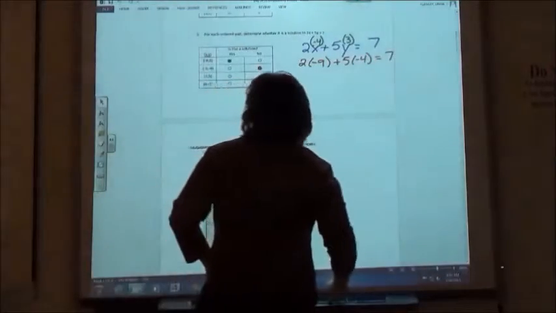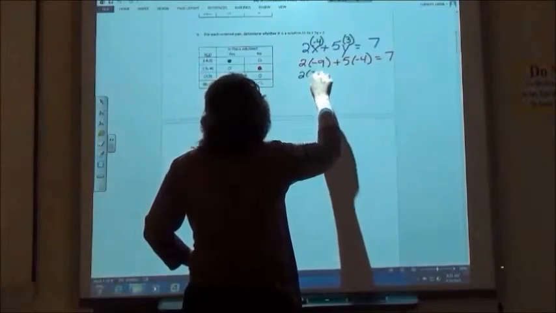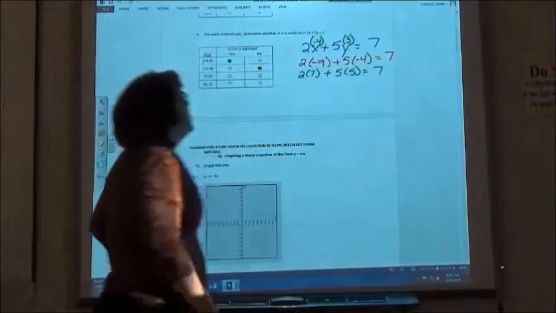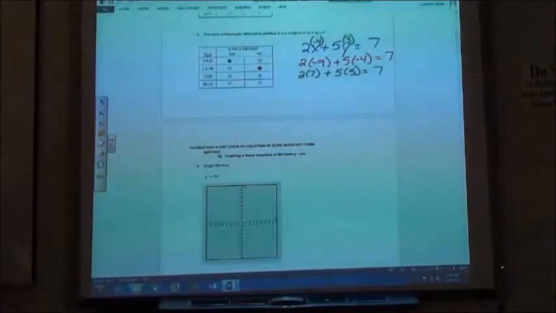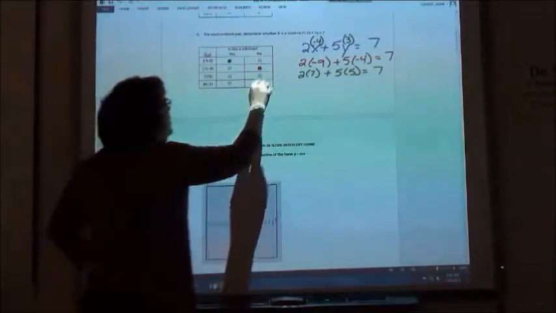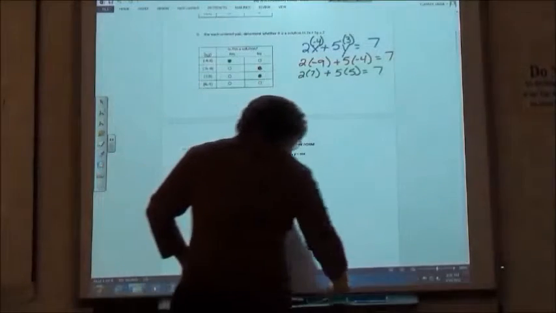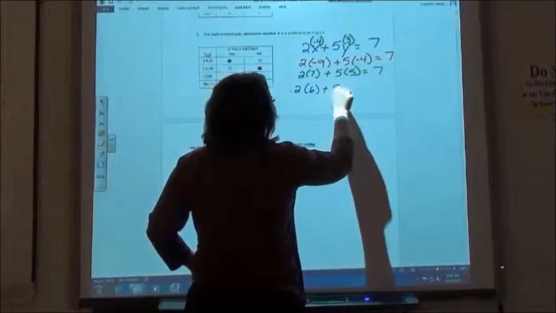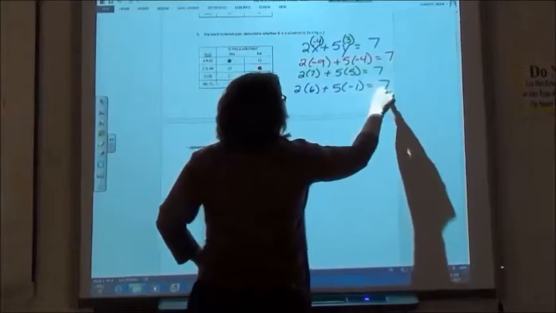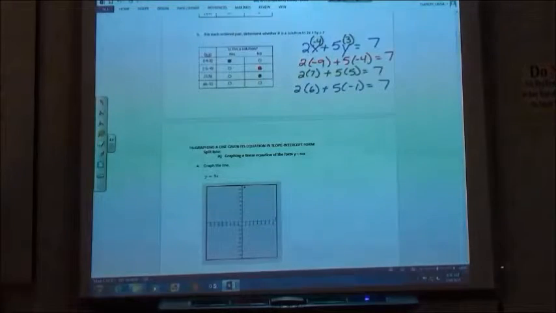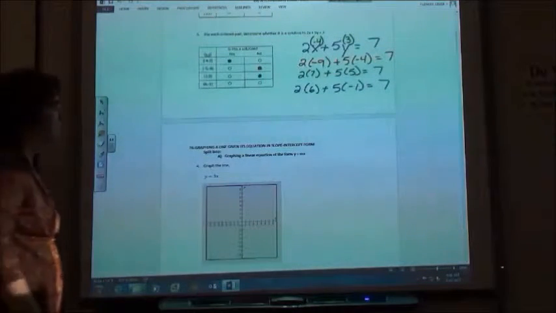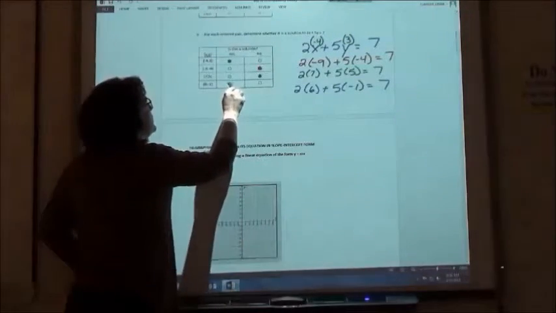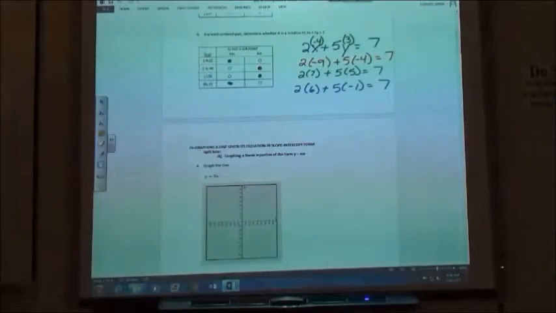The next one says we're going to do 7 and 5. So 2 times 7 plus 5 times 5. Does that equal 7? No. Nope, 14 plus 25, way bigger than 7. And then the last one says we're going to do 2 times 6 plus 5 times negative 1. Does that equal 7? Yes, it does. 12 minus 5 is 7.